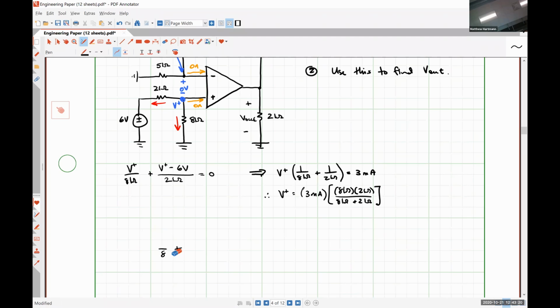Okay, so let's see. 3 times, again, 16 over 10. So 3 times 1.6 is going to be 4.8 volts. Could somebody verify that for me? Alrighty. So that is definitely one way to do it. Now let's talk about what I feel would be a slightly easier way to do it. I get the same result, not going to be terribly difficult.